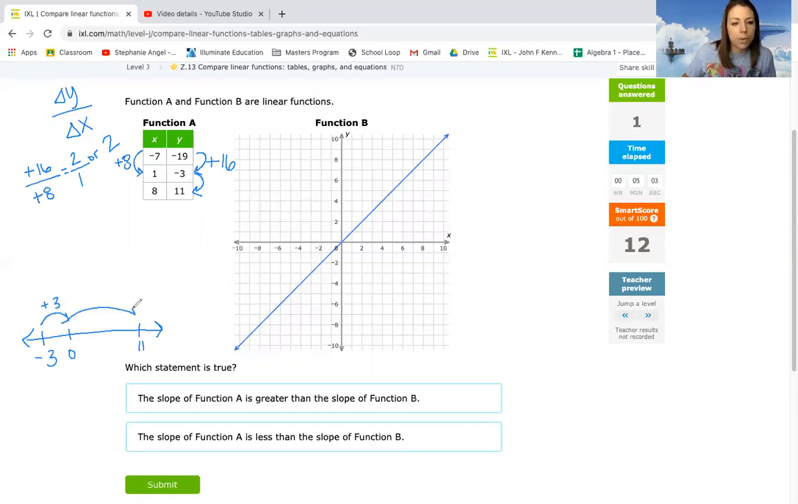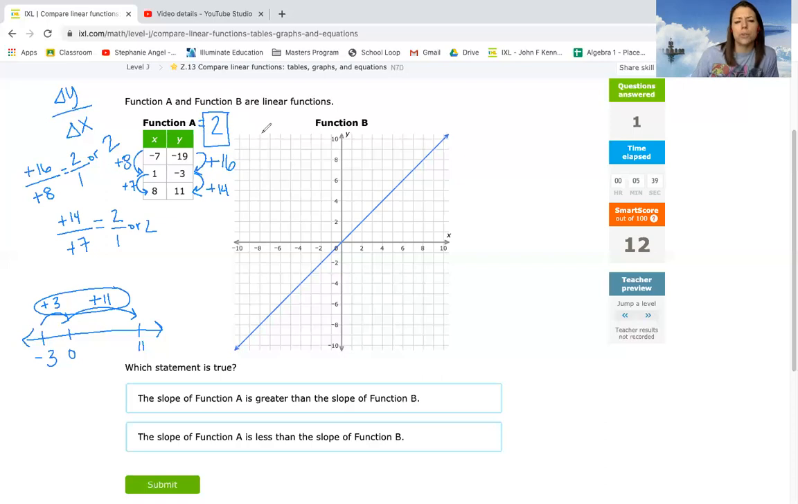And then how do you get from 0 to 11? I would have to add 11. So what's 3 and 11 combined? That's a total change of +14. That's how I like to figure that out. So my second rate of change was +14. And then this one's a little easier. How do you get from 1 to 8? You would add 7. So my second rate of change was +14 over +7, which 14 over 7 is still 2 over 1, or 2. So the slope of function A is 2.